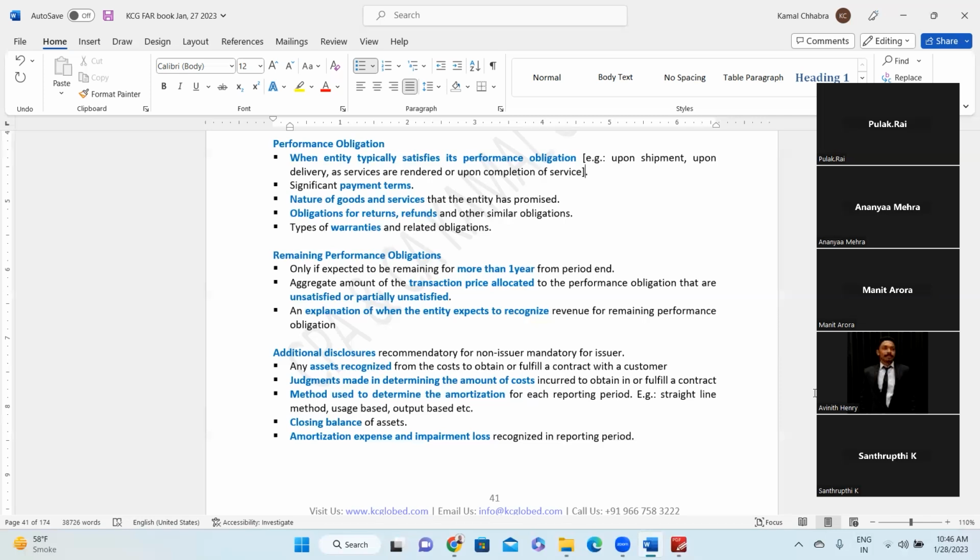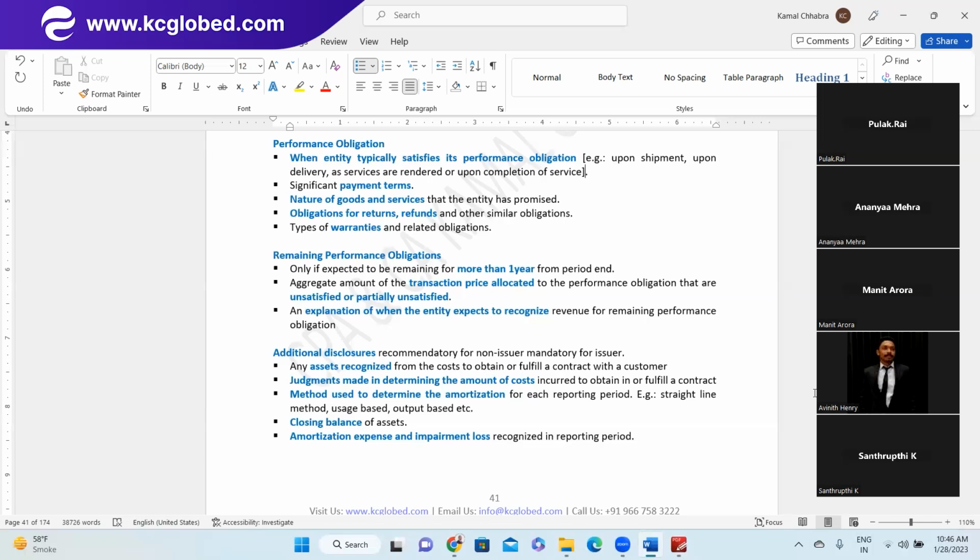Okay. Next is remaining performance obligations. How much performance obligation is still remaining at the balance sheet date? That you need to disclose only if it is expected to remain for more than 1 year. If it is immediate, for example, on 31st evening someone has come and given you an order, and on 1st of the next month you are delivering it, that is not required to be disclosed.